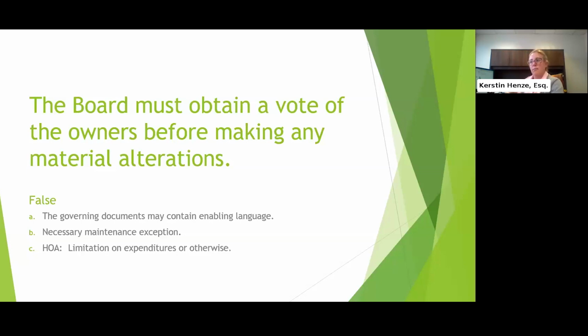And then let's say it is a material alteration that you're undertaking. Well, there's also an exception under the law for necessary maintenance. So if the work that you're doing is a necessary maintenance obligation of the association to preserve the common elements or the common areas in the community, and as part of that work, an alteration will need to be made, well, that work might actually fall under this exception, and you might be in a position where you might not need to get a vote of the membership.